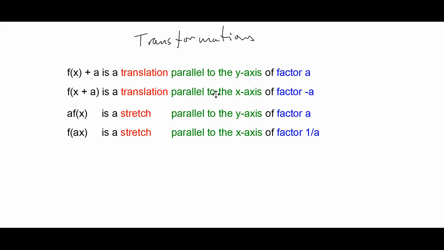So the curve goes in the opposite direction to the sign of the factor. a f of x is a stretch parallel to the y-axis of factor a, and f of ax is a stretch parallel to the x-axis of factor 1 over a. So f of 2x then is a stretch of factor a half. If you want a stretch of factor 2, you need f of a half x. That will be a stretch of factor 2.